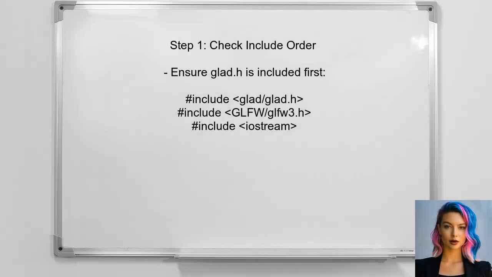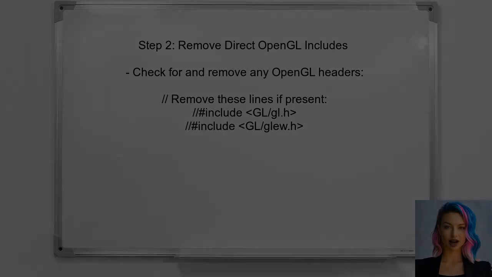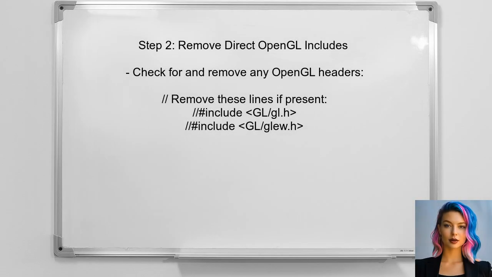To resolve the error regarding the OpenGL header, the user should first check the order of their includes. The glad.h header must be included before any OpenGL headers. Next, the user should ensure that they are not including any OpenGL headers directly in their code. This means removing any lines that include OpenGL headers like gl.h or glu.h.